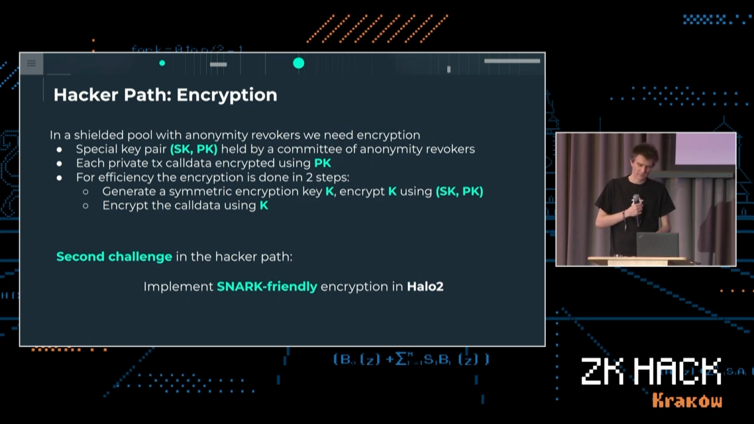And the way to do that is for the user to include in every transaction not only the proof that the state transition is correct, but also some details of this state transition, so some details of the call data. And the way the user does that is by encrypting this data using a specific key, the key of the anonymity revoker. Okay?